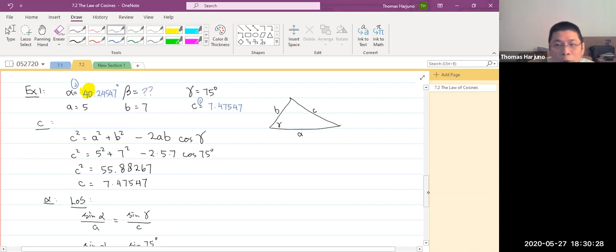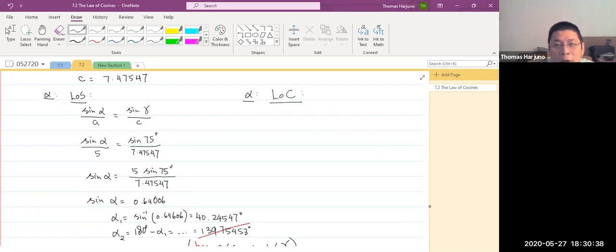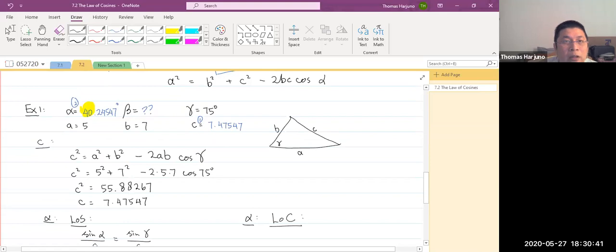But I want to offer you another way to find this angle beta here, angle alpha here. Another way to do it is by applying the law of cosine. Notice that we have 3 sides already. At this point, we have 3 sides: side A, side B, side C. Now, if I have 3 sides, then I can use these 3 sides to find whichever angle I need.